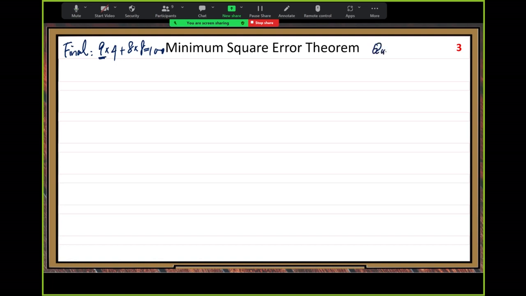Quiz 5, 9 questions. Concept questions from module 5.